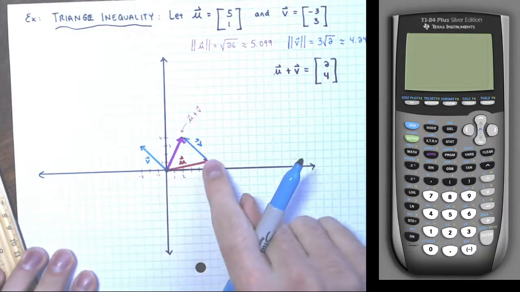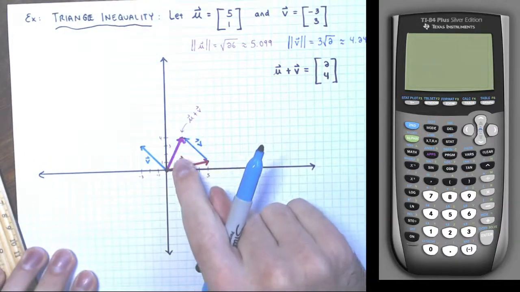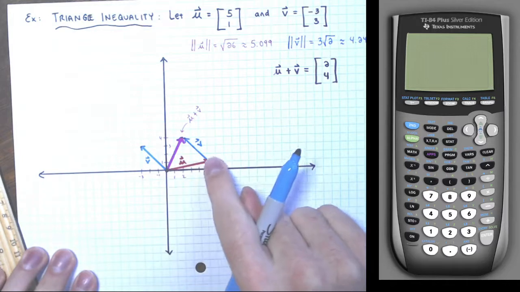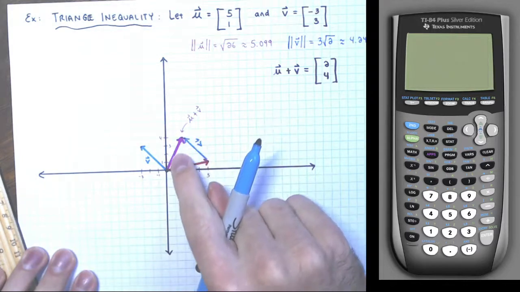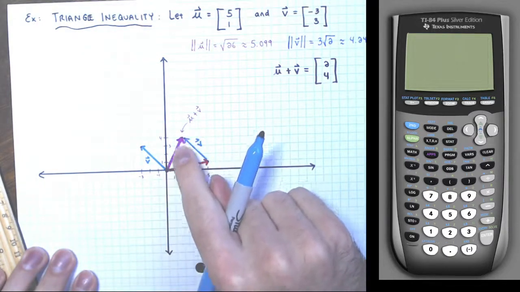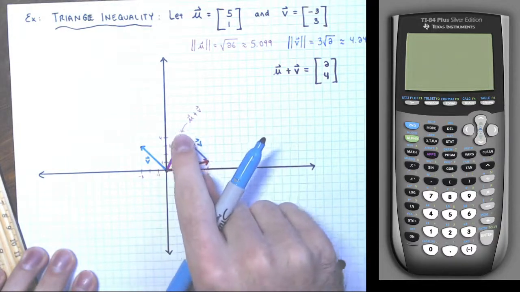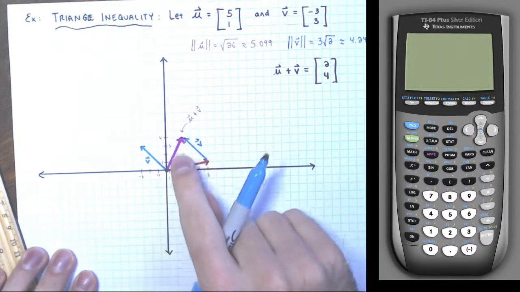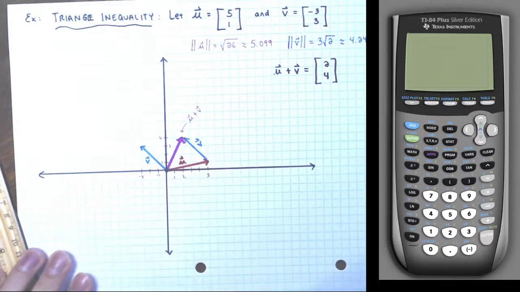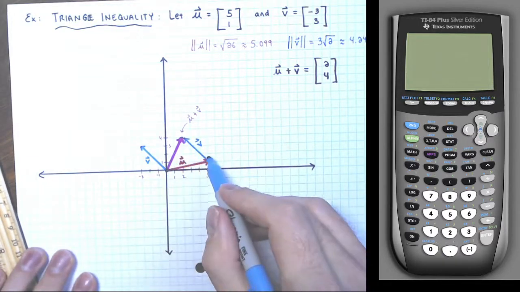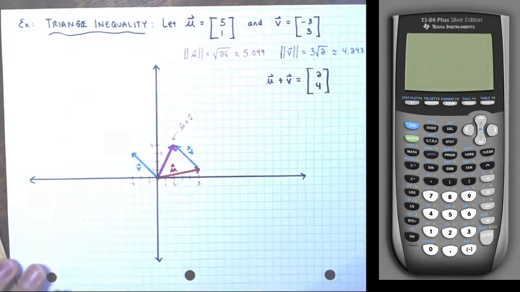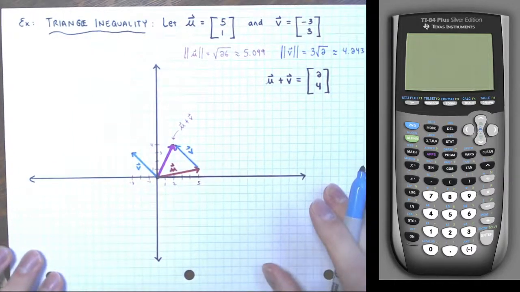So u plus v, and then I'm starting at the origin, ending at that point 2, 4. So I get the vector 2, 4 as the third side. Do you see the triangle now? Right? U, v, and u plus v. Make this nice little 3-sided figure. All right. So the triangle inequality, right?